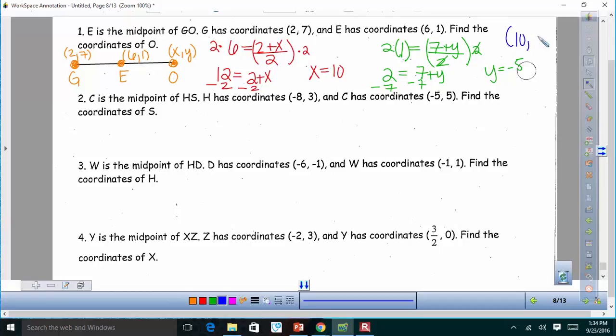10, -5. Very good. So this would actually be my answer because I want to write it as a point.